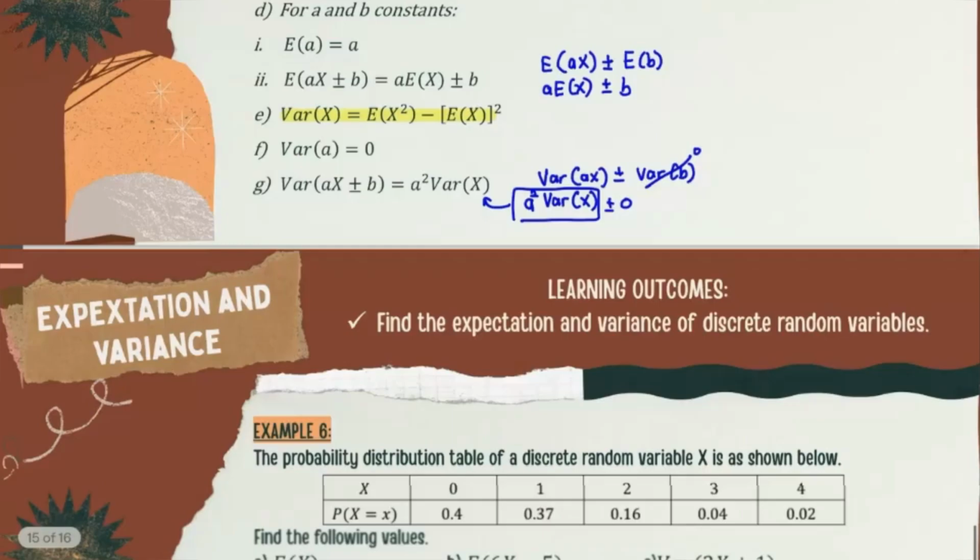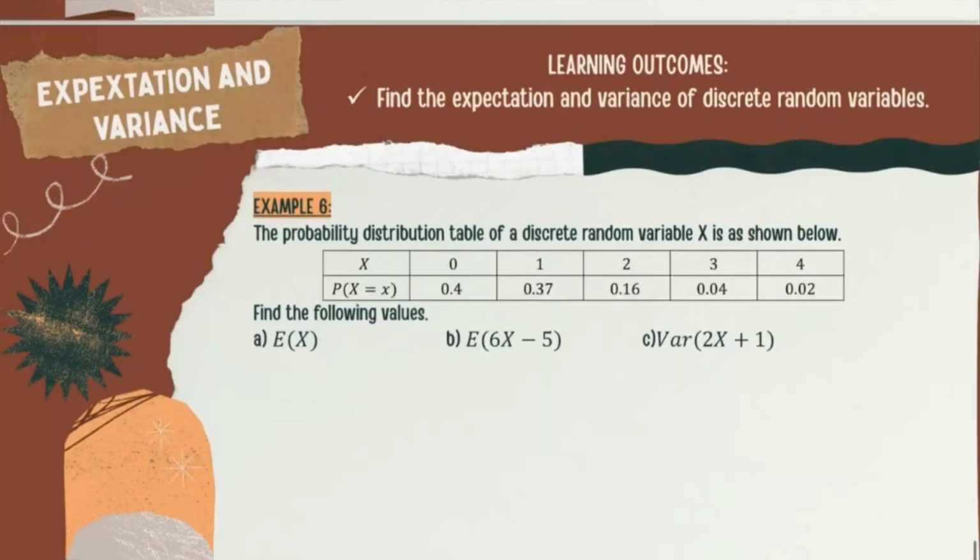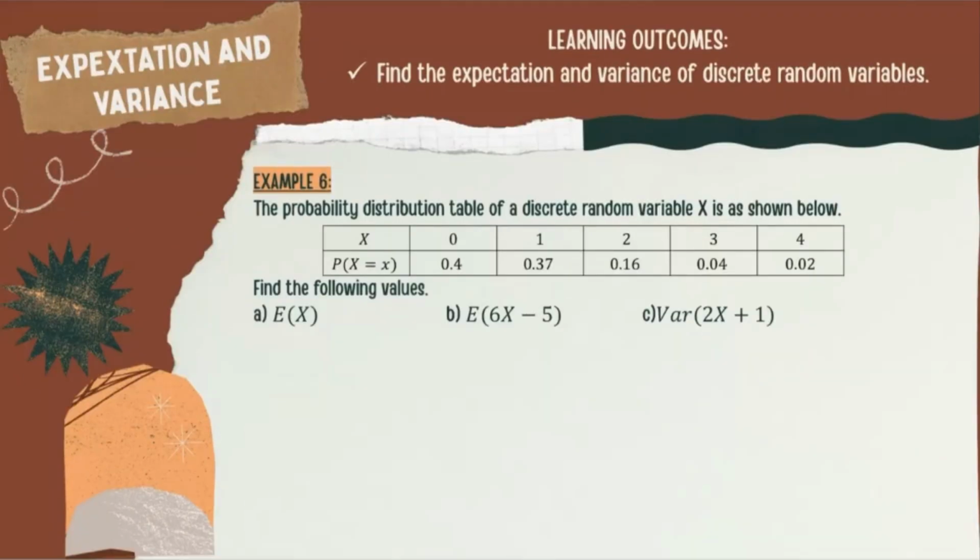So now let's go further into this example. Okay, ni kat sini saya gabungkan terus example yang ada expectation dan juga variance. So for this example 6, the probability distribution table, so dia bagi probability distribution table. So nampak tak? Dekat sini dia gunakan equal PDF. Okay, ini adalah table untuk PDF. Okay, so kat sini kita ada 0, 1, 2, 3, 4 dan ini adalah dia punya probability.